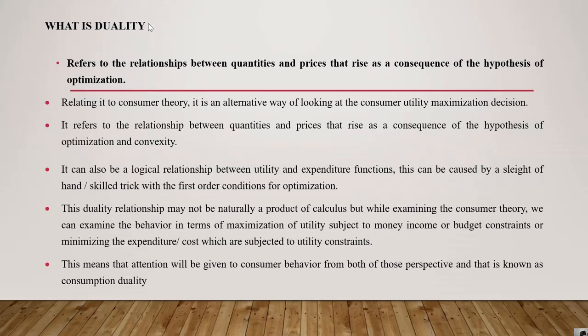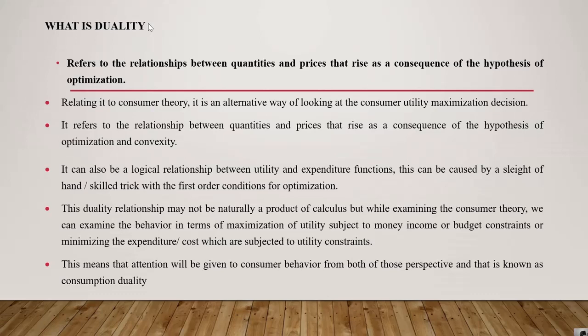We are saying it refers to a relationship between quantities and prices that arise as a consequence of a hypothesis of optimization. So we are relating it to consumer theory. We can take a case from consumer theory. It is an alternative way of looking at a consumer utility maximization decision. We can choose to apply duality in consumer theory while looking at utility maximization and decision. It also refers to a relationship between quantity and prices, as we have said above. And so, while looking at duality, it can also be a logical relationship between utility and expenditure. We can also gauge the two parameters, utility and expenditure functions.